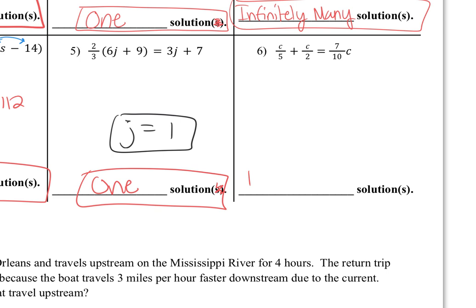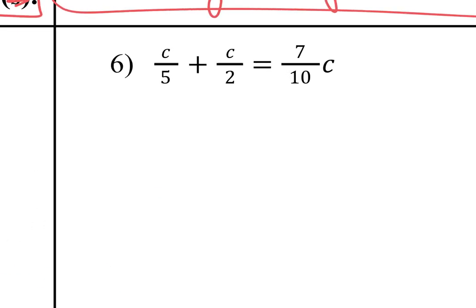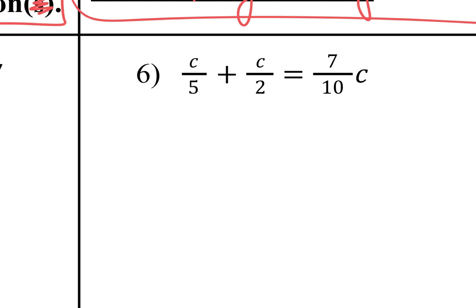Ooh, that's a tough one. Do we want to do that one together? All right, let's do it. Okay. All right. So let's look at number 6. We have C over 5 plus C over 2 equals 7 over 10C. Okay. What number is really next to these C's? 1. Okay, so we really have 1C and 1C there.